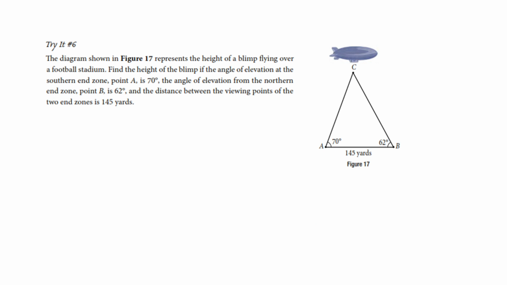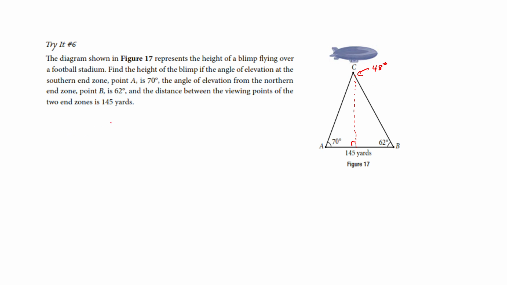Okay, let's try another one of these so it makes a little more sense. So I've got the same kind of situation here. They want to know the height of this blimp. Well, I don't have that information yet, but the law of sines is going to help me. I know the distance between these two points. This third angle is going to have to be 48. Just adding these two up and taking away from 180 tells me that this has to be 48.